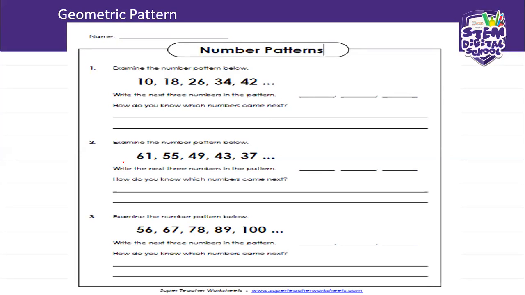The second question, examine the pattern below. 61, 55, 49, 43, 37. Write the next 3 numbers in the pattern. What are the next 3 numbers in the pattern? Sir, it's 31, 25, and 19. Why? How do you know? Sir, it's because we are subtracting 6 from the number before.